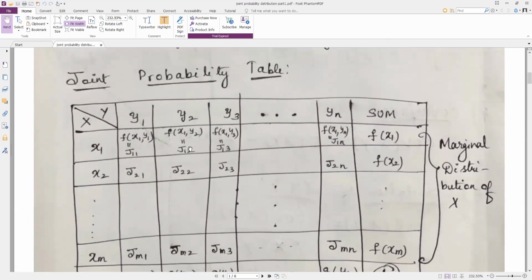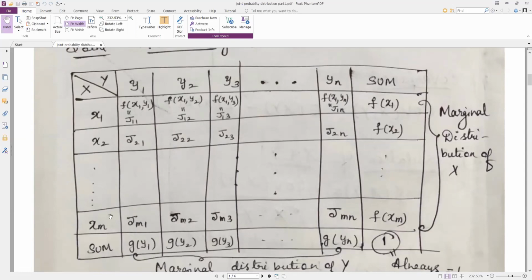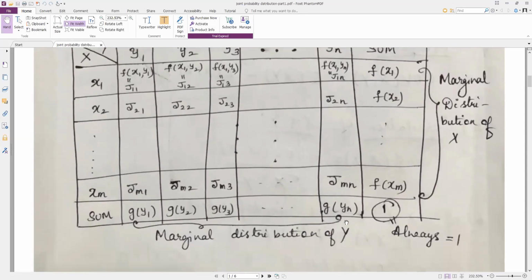And what are the terms inside here? These are nothing but f(x1, y1) of the probability distribution. This consists of f(x1, y1). This is f(x1, y2), so this depends upon x1 and y2. Similarly, the last one is the function of x1 comma yn. So we denote the joint probability as J11: first row first column, then first row second column, first row third column, first row nth column. Similarly, since we have taken m values of the random variable, here mth row first column, mth row second column, mth row third column, and so on, mth row nth column.